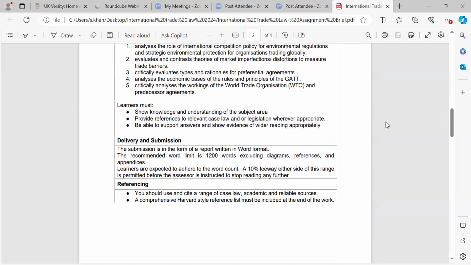Learners are expected to adhere to the word count. A 10% leeway either way is permitted before the assessor is instructed to stop reading any further. So you need to make sure you are not going over the 1,200 word limit. If you go over, there's a 10% leeway. So make sure it's a Word document, 1,200 words, excluding diagrams, references, and appendices. And there's expected to be a word count.